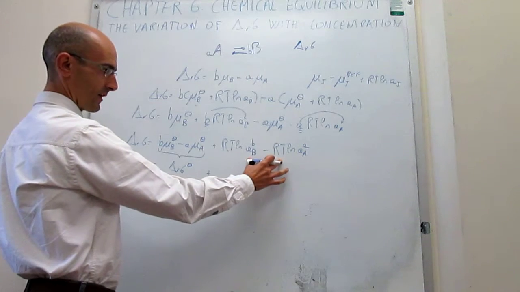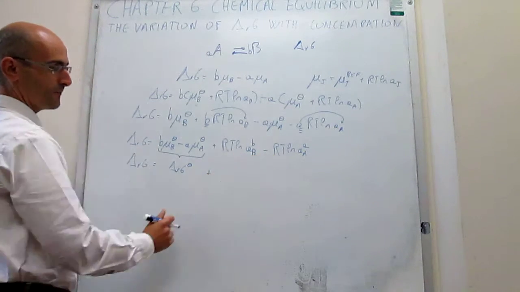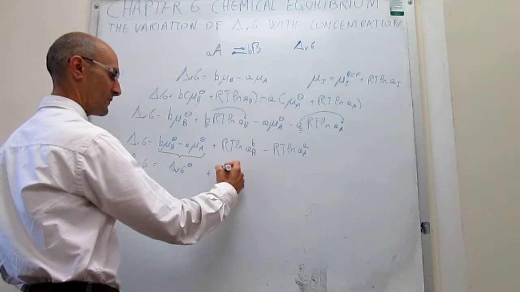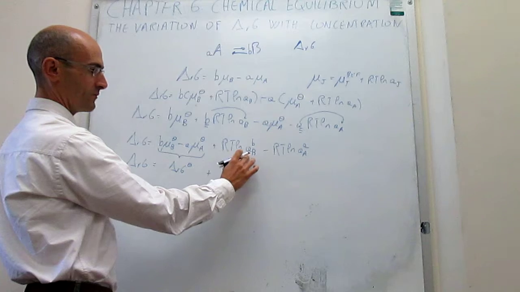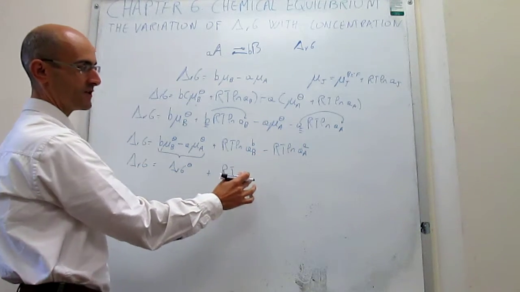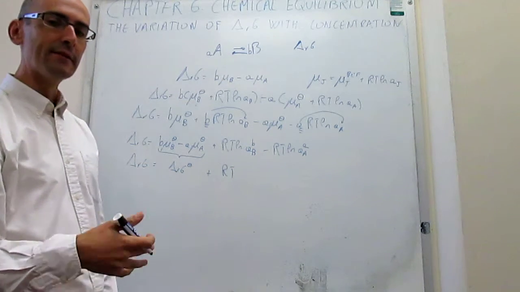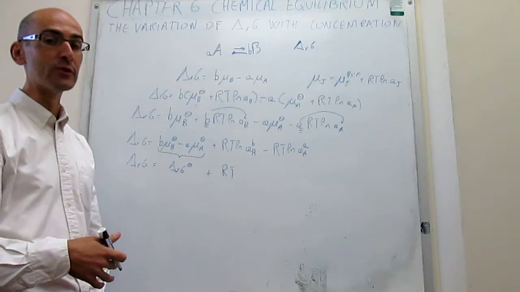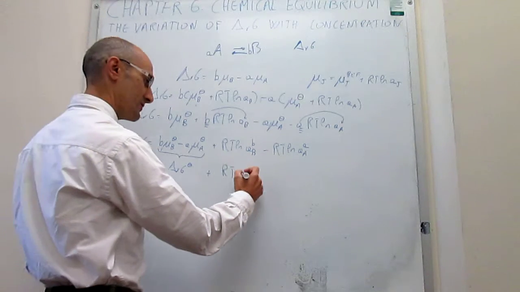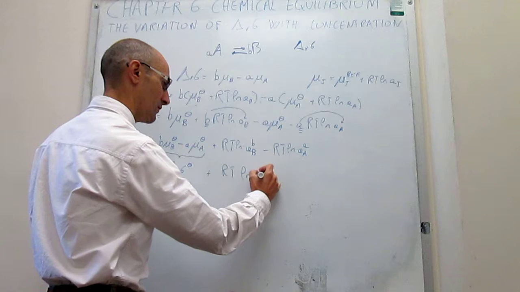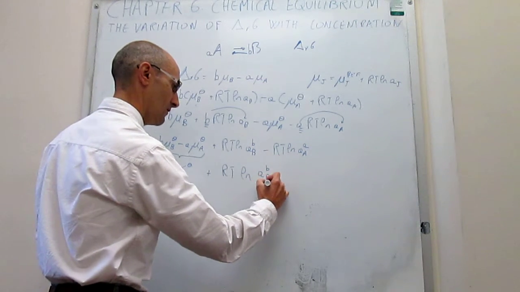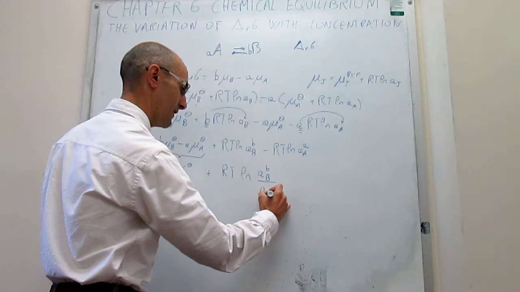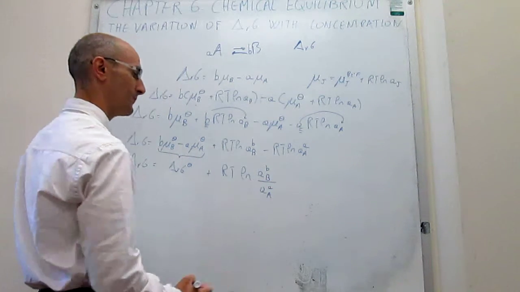Alright, what can we do here? Well, here we can take out a factor of RT, and then this expression turns into RT times the natural log of a sub B to the b minus the natural log of a sub A to the a. But the difference of two natural logs is the natural log of the ratio. So this turns into the natural log of the activity of B to the power of b over the activity of A to the power of a.